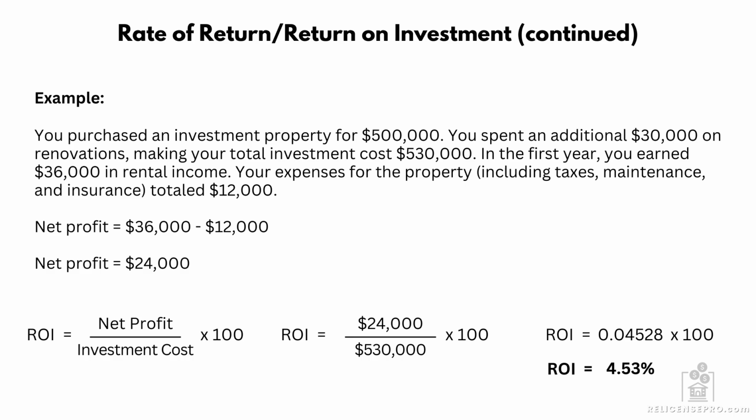Now we plug it into the ROI calculation. The return on investment in this particular example, the rate of return here using ROI, is net profit divided by the investment cost times 100, or the return on investment equals $24,000, that's the net profit, divided by the investment cost, $530,000. And you multiply that times 100, and that gives you an ROI of 0.04528 times 100, or in percentages, if we're looking to get the percentage, the return on investment is 4.53%.